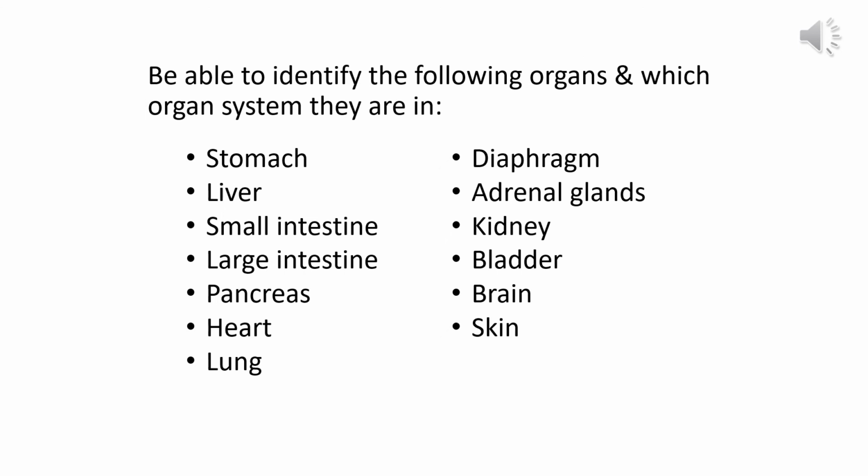The instructional objectives did say that for any organ covered in the exercise, here's a list of organs that you will need to know, be able to identify, and know what organ system they're in. We'll be talking about them shortly, so I'm just going to list them off here. The stomach, the liver, the small intestine, the large intestine, pancreas, heart, lung, diaphragm, adrenal glands, kidney, bladder, brain, skin. You're probably not through writing. You should probably stop the video for a few seconds and continue to write the organs down.